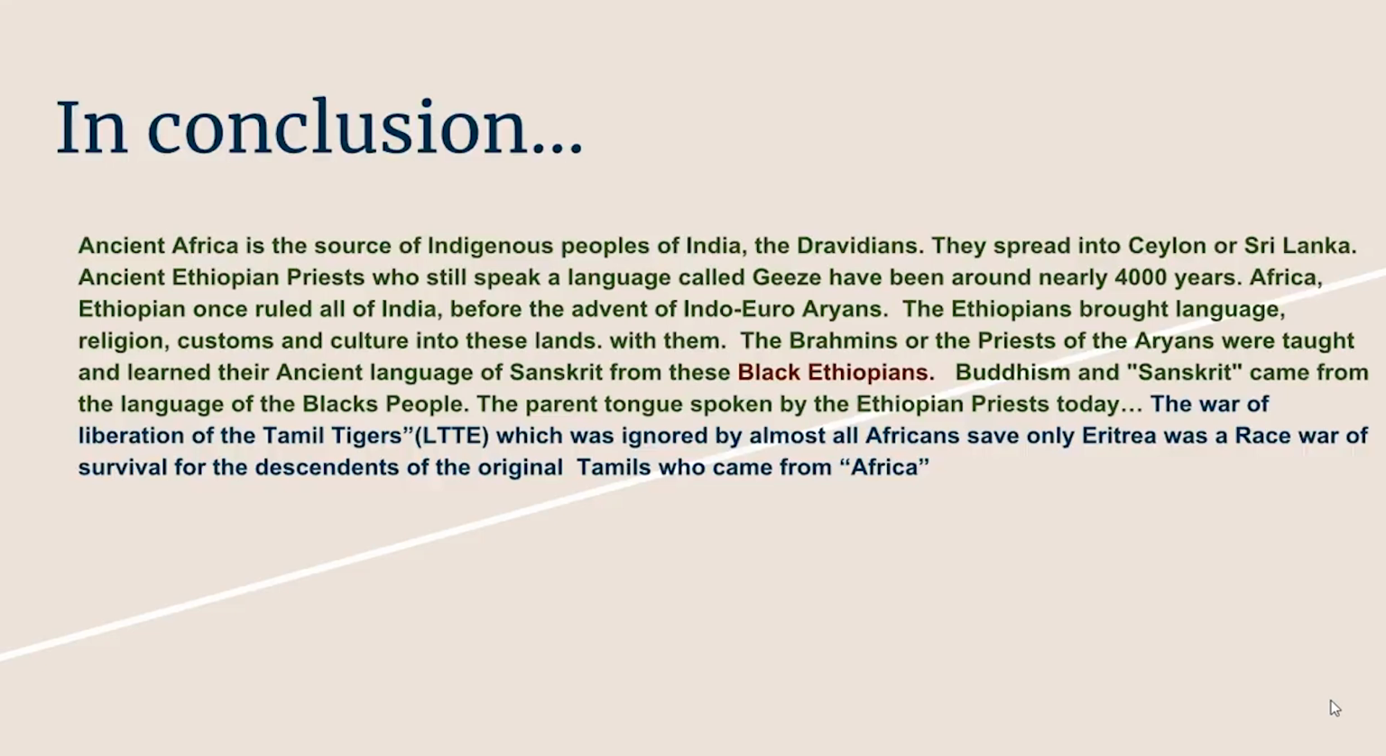So before the advent of the Indo-Euro-Aryans, Africans dominated all these areas. The Ethiopians brought language, religion, customs, and culture into these lands with them. The Brahmins, or the priests of the white Aryans, were taught and learned their ancient language of Sanskrit at the feet of black Ethiopians. Buddhism, Dravidians, all the people in Cambodia, in Sumatra, in India, in Mauritius, we are one people.